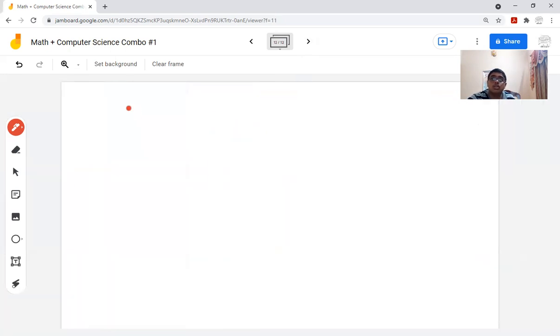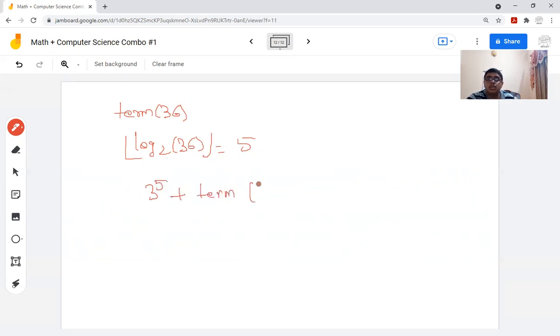That's the thing. Now it's calling term of 36 again. How can I find term of 36? Again, you find floor of log 36 to base 2. That will give you 5. Then this gets assigned to 3 power 5 plus term of n minus 2 power k, that is 36 minus 2 power 5. So this is nothing but 4.